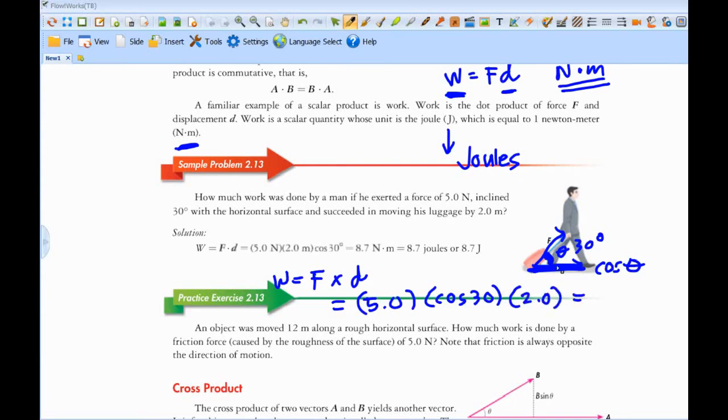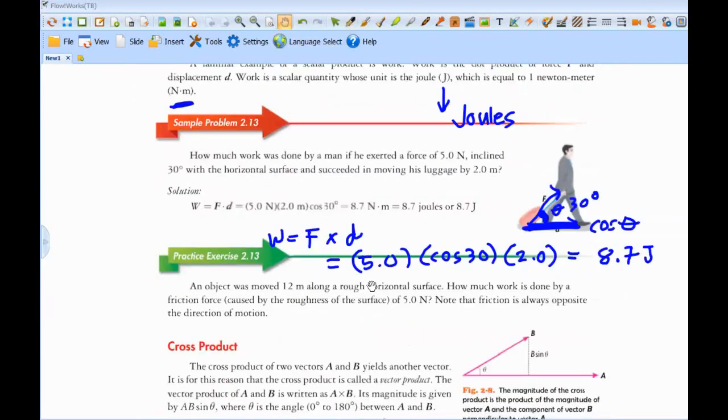So what is the value? 5 times cosine 30 times 2. So it is 8.7 joules. Okay? Easy. Let us try the practice exercise 2.13.